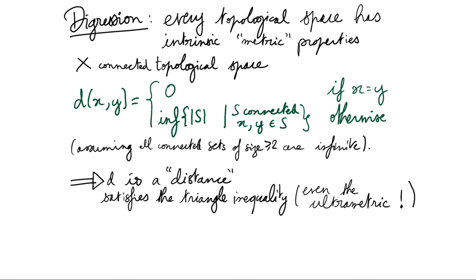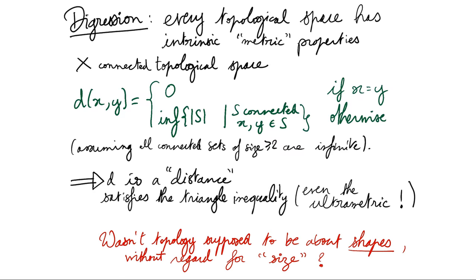Thinking about these things actually made me realize that every topological space has metric properties baked in. You can define the distance between any two distinct points as the smallest cardinality of an infinite connected set that contains them both. You could also do this with the smallest cardinality of a big interval connecting them. In both cases, you obtain a map valued in cardinals that formally satisfies the axioms of a distance. It even satisfies the ultrametric inequality, so it looks like topological spaces do contain some information about size and not only about shape. This contradicts the way topology is often advertised.